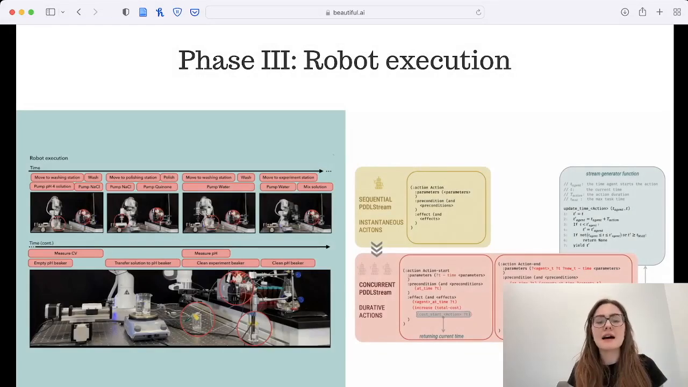Then we have the third phase, which is robot execution. Here, ORGANA, given the experiment plan, uses task and motion planning to come up with the actual robot code. Here we use PDDLStream, and we also use a parallel planner in order to figure out how to parallelize some of the steps.